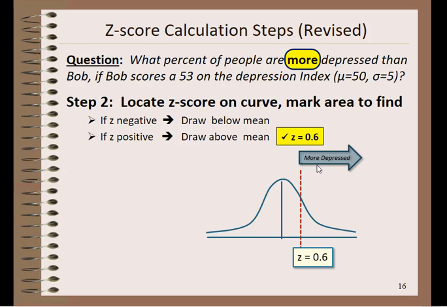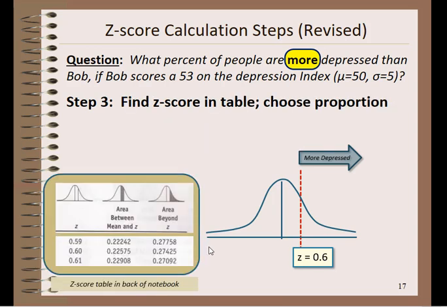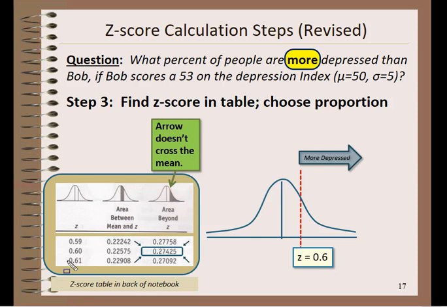So I'm drawing my arrow to the right. The z-score hasn't changed, so I'm not recalculating it. But now instead of going to the left, I'm going to the right. So I'm still going to the same spot on the table. In other words, I still would want to go and find a z-score of 0.6 because that's my z-score. But you'll notice I use a different column now.